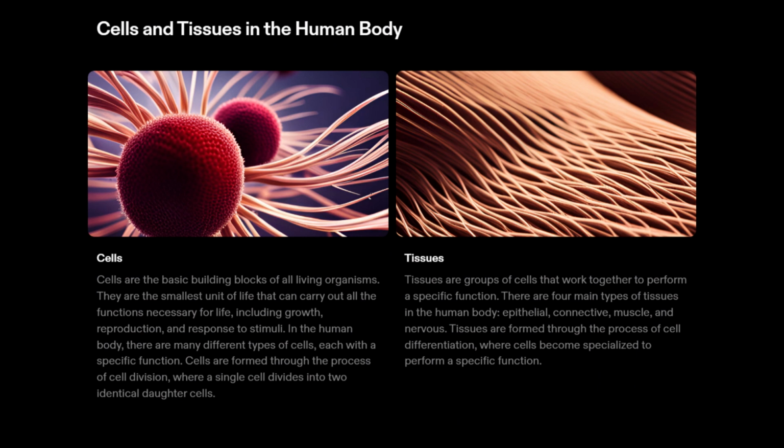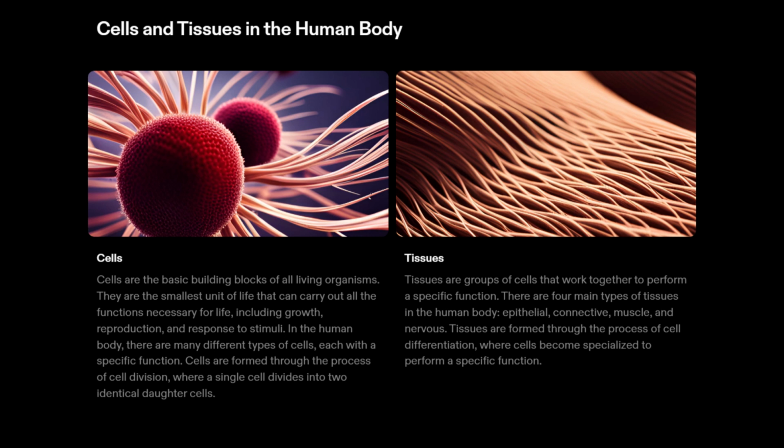Cells. Cells are the basic building blocks of all living organisms. They are the smallest unit of life that can carry out all the functions necessary for life, including growth, reproduction, and response to stimuli. In the human body, there are many different types of cells, each with a specific function. Cells are formed through the process of cell division, where a single cell divides into two identical daughter cells.